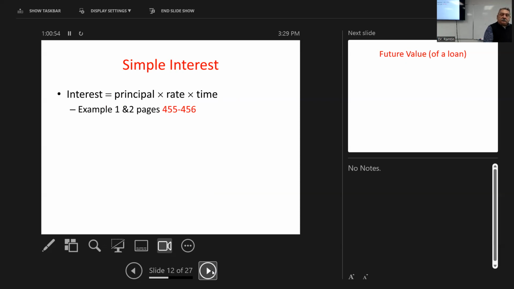In banks, you have different kinds of banks, financial institutions. You have simple interest or compound interest rate. The simple interest rate is principal times rate times time. Let's look at example 1 and 2 on page 455 and 456.